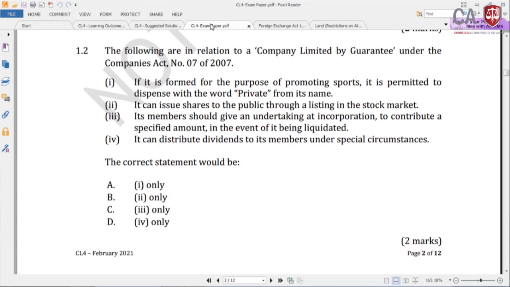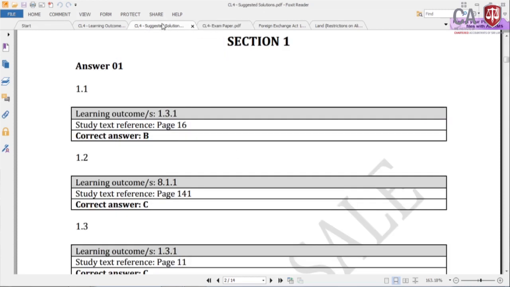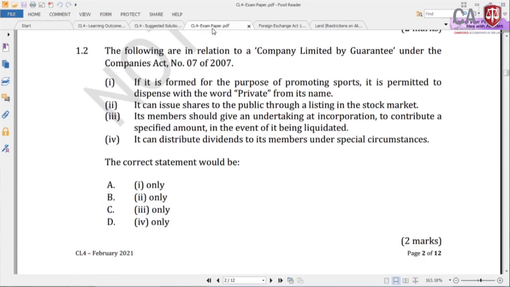Its members should give an undertaking at incorporation to contribute a specific amount in the event of being liquidated. That is correct. Then it can distribute dividends to its members under special circumstances. Sorry, it's incorrect. So the answer is C, as I told, because only the third one is correct: its members should give an undertaking at incorporation to contribute a specified amount in the event of being liquidated.